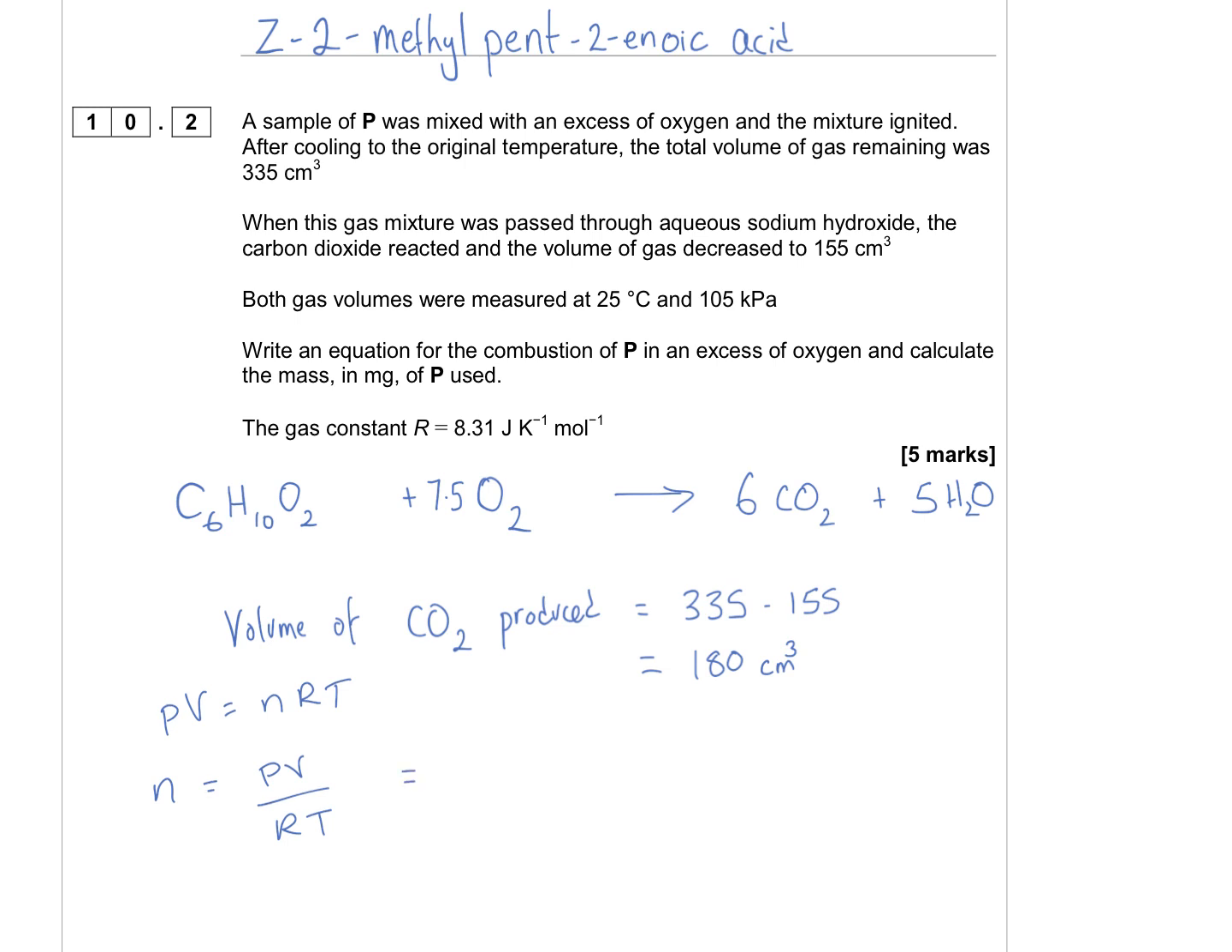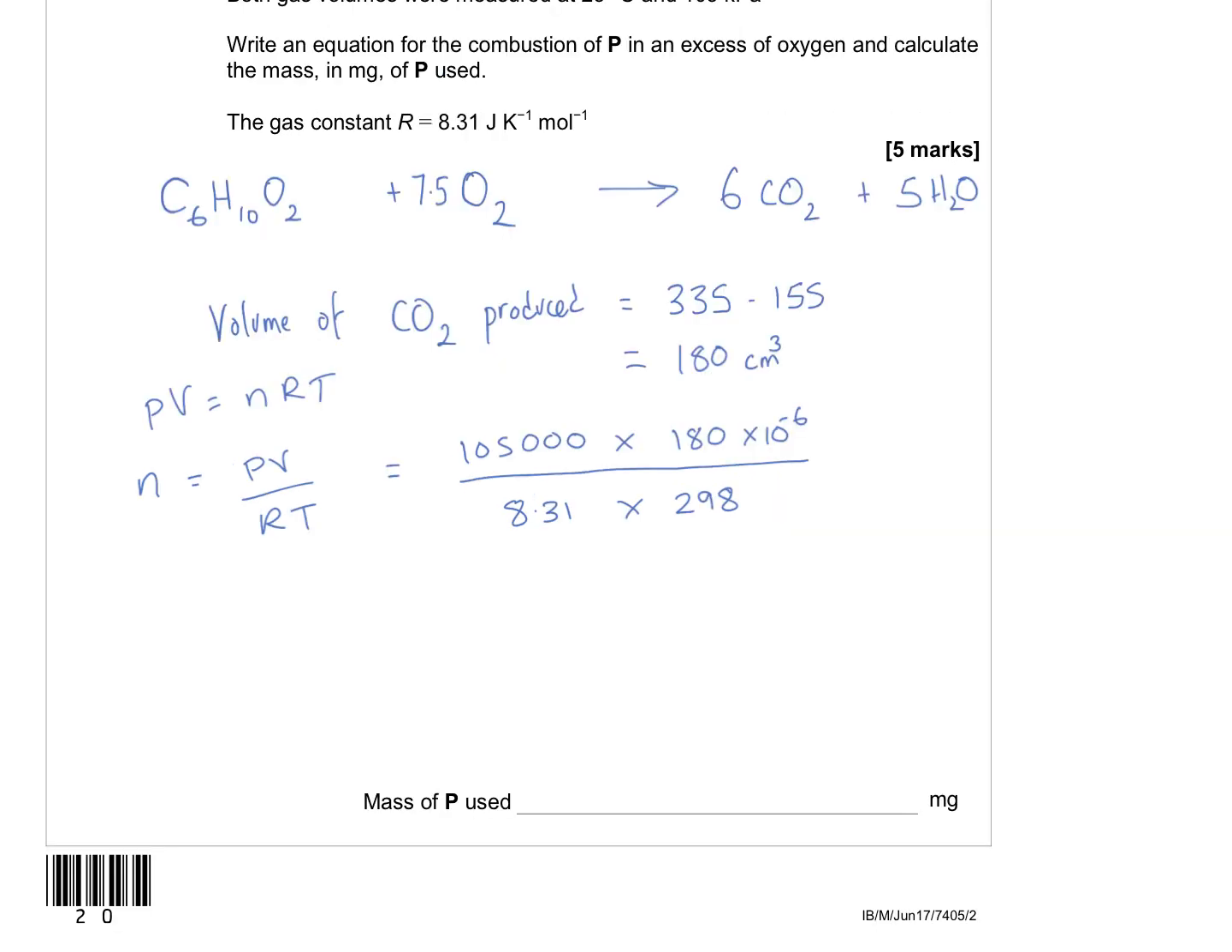and remember that the pressure needs to be in Pascal, so 105 is going to become 105,000. The volume needs to be in meters cubed, so 180 centimeters cubed needs times-ing by 10 to the minus 6 to get it into meters cubed. And then we're going to divide that by R, which is 8.31, and the temperature needs to be in Kelvin, so 25 plus 273 is 298. So from that, n comes out as 0.00763. Okay, so that's our moles of CO2.